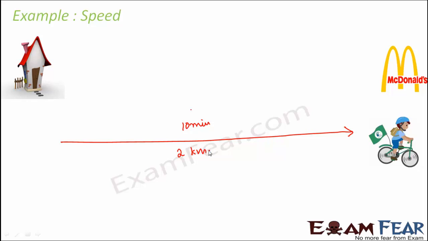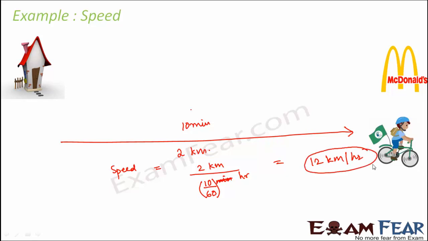So if I ask you to calculate the speed with which the boy is moving, how will you do that? The speed is nothing but the distance which he traveled, which is 2 kilometers, divided by the time which he took, that is 10 minutes. If you convert minutes to hours, it is going to be 10 by 60 hour. So this is going to be 12 kilometers per hour. This is the speed with which the boy was moving when he traveled from his home to the McDonald's.